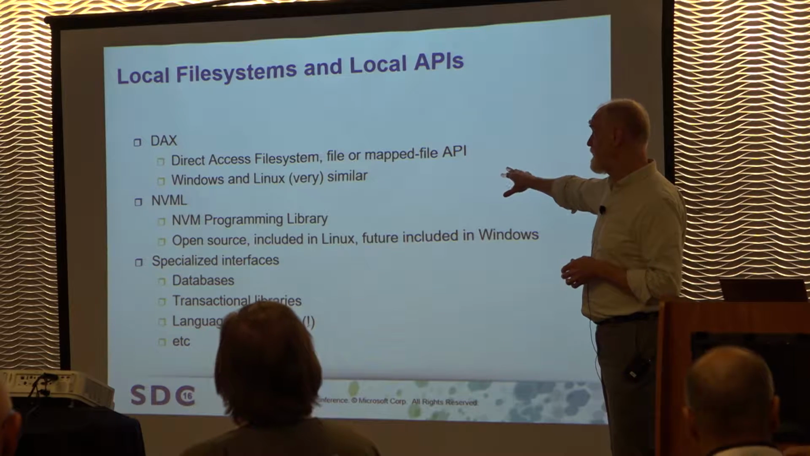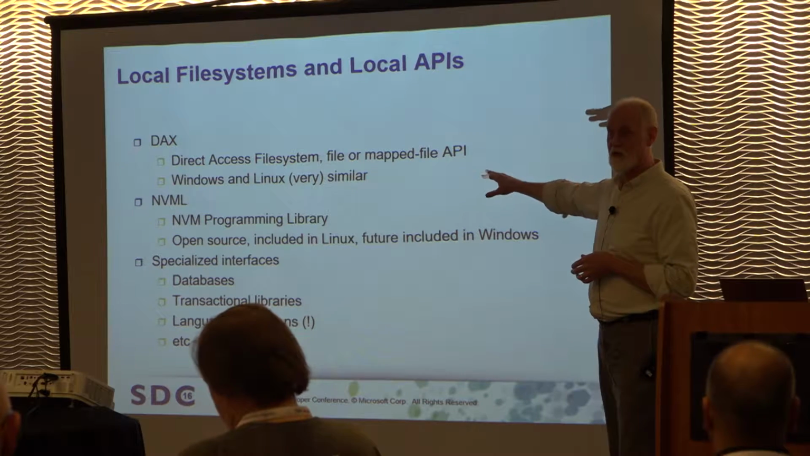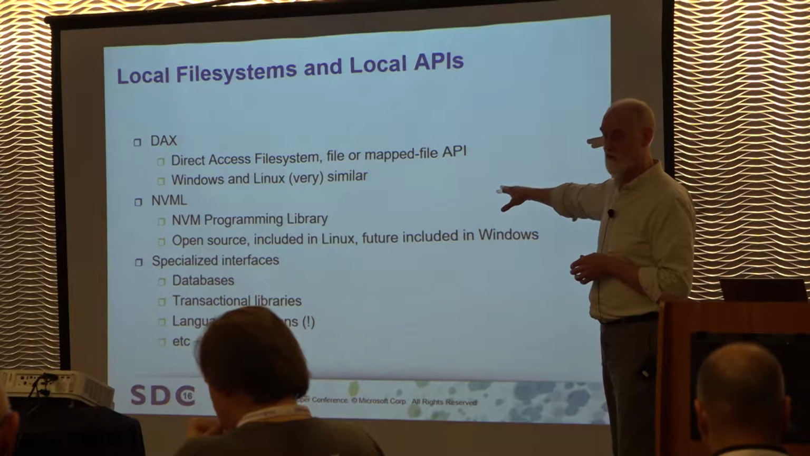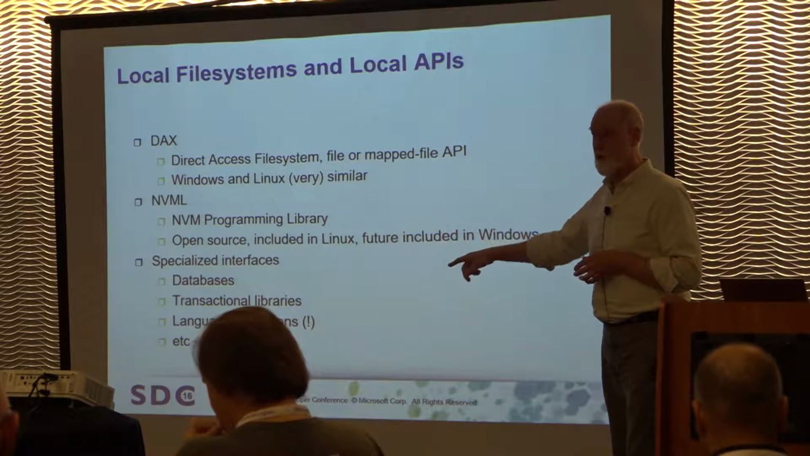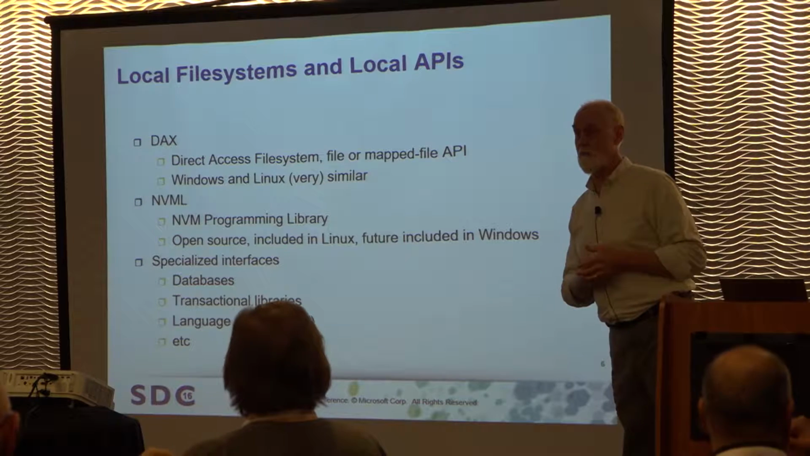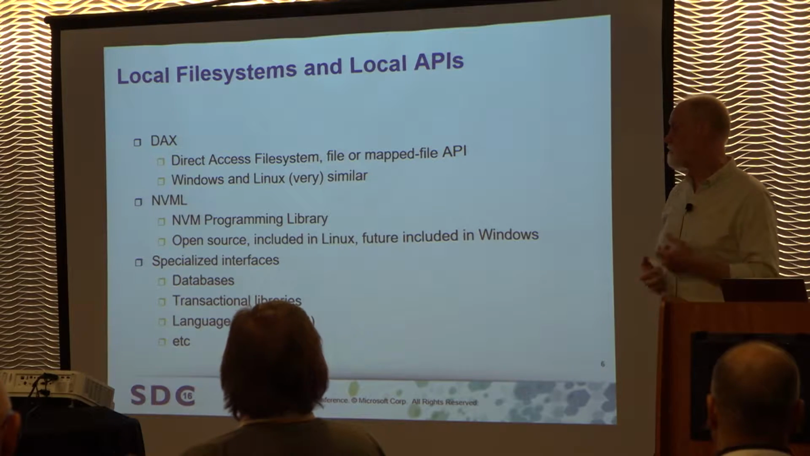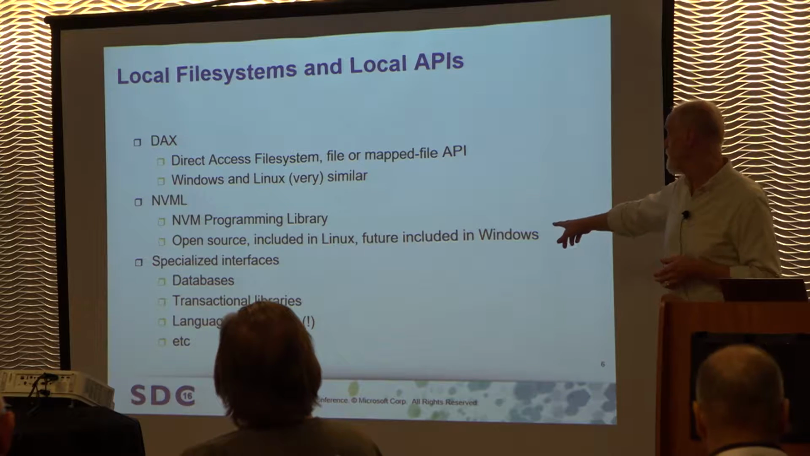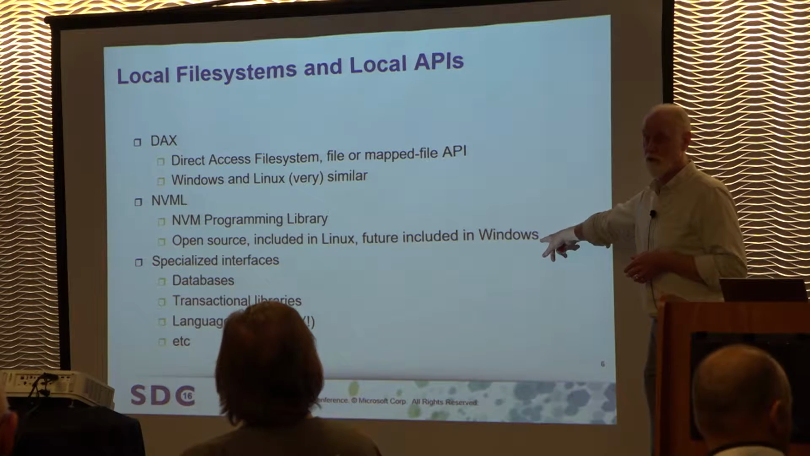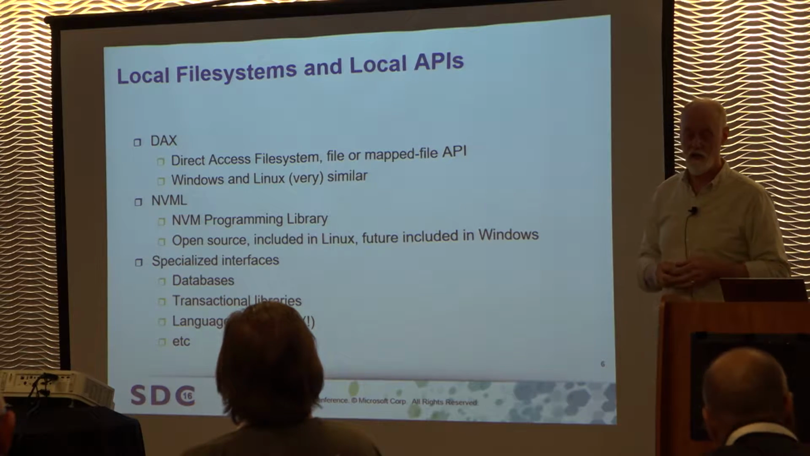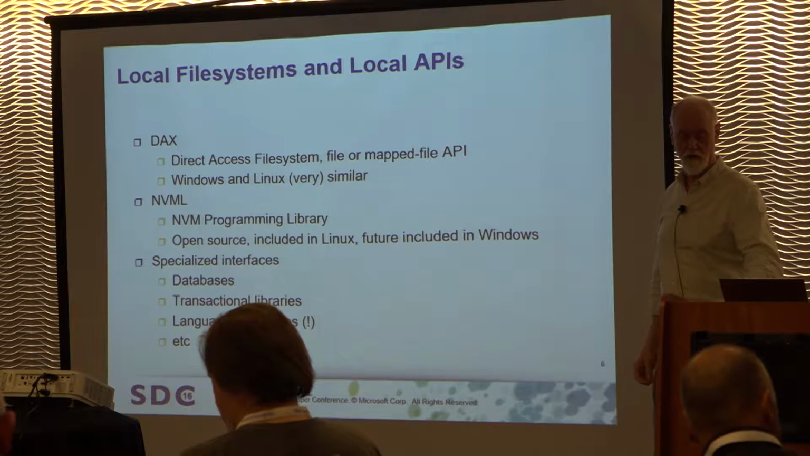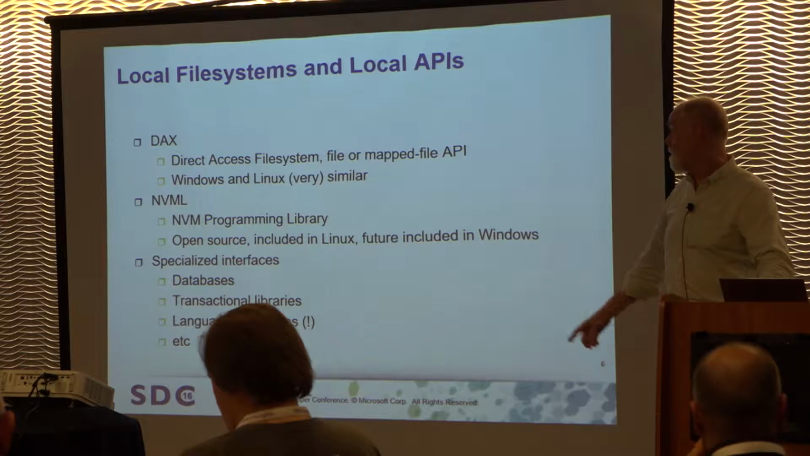Windows and Linux implementations are very similar, and you're going to see a lot of applications moving to a memory-mapped API to take advantage of these things. NVML is an explicit non-volatile memory-aware library. Andy and others have been talking about this for years. It's real, it's open source, included in Linux, and in the future, it'll be included in Windows. Chandra, my colleague, had a presentation yesterday afternoon about this, along with the Intel developer, Paul Luce.